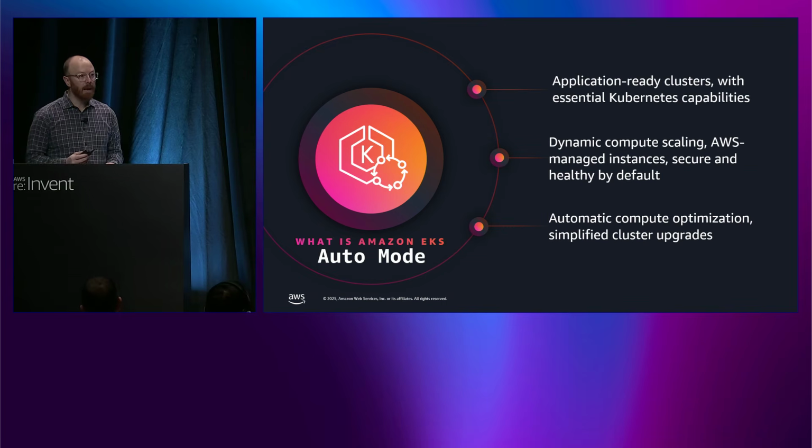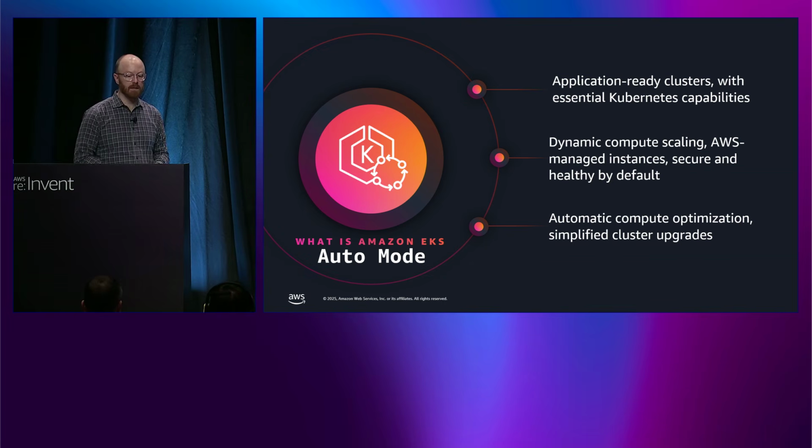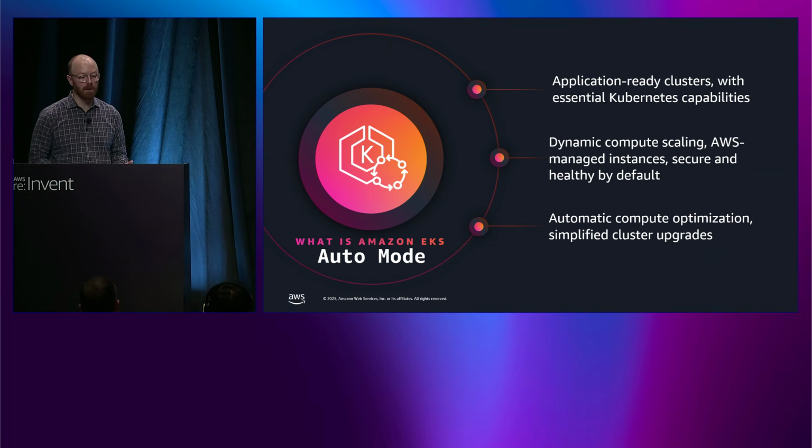Auto Mode allows you to create application-ready clusters, like the one that you just saw from Sai at the beginning of this talk, pre-configured with the essential capabilities and best practices from our 8 years of running tens of millions of clusters. It dynamically scales and cost optimizes cluster compute based on your application's needs. It selects, provisions, secures, and upgrades AWS-managed EC2 instances within your account using AWS-controlled access and lifecycle management. And it handles operating system patches, health monitoring, updates, and limits security risks with ephemeral compute, strengthening your security posture by default.